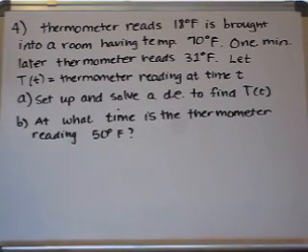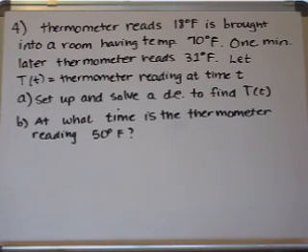The problem we're going to solve using differential equations is the Newton's law of cooling problem. The problem states that a thermometer reads 18 degrees Fahrenheit and is brought into a room having temperature 70 degrees Fahrenheit. 1 minute later, the thermometer reads 31 degrees Fahrenheit. Let T of t equal the thermometer reading at time little t.